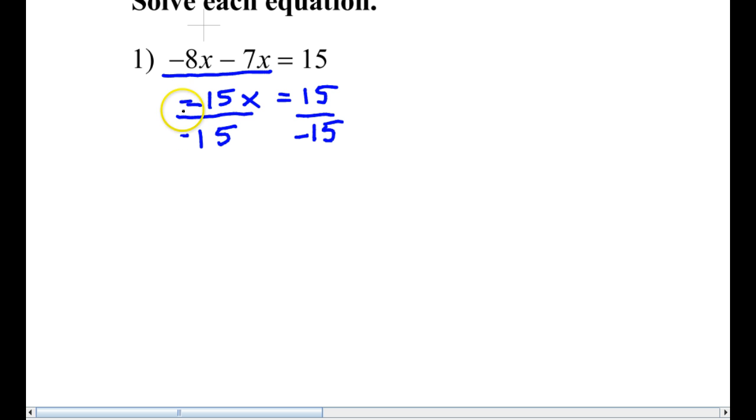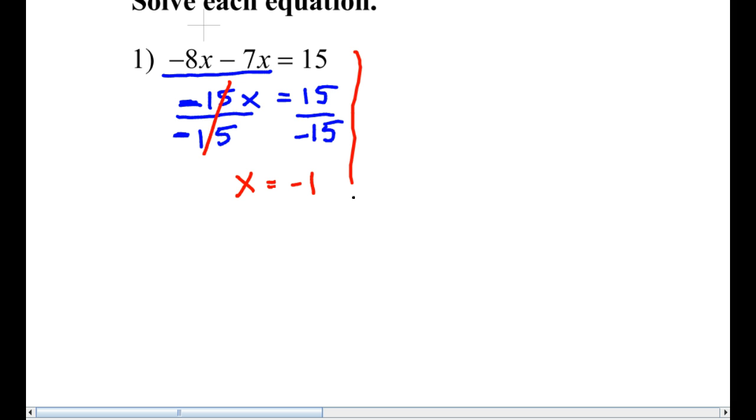Remember, when you're multiplying and dividing, you always divide by the same number. So negative 15 over negative 15 is 1. X equals 15 divided by negative 15, which is 1.